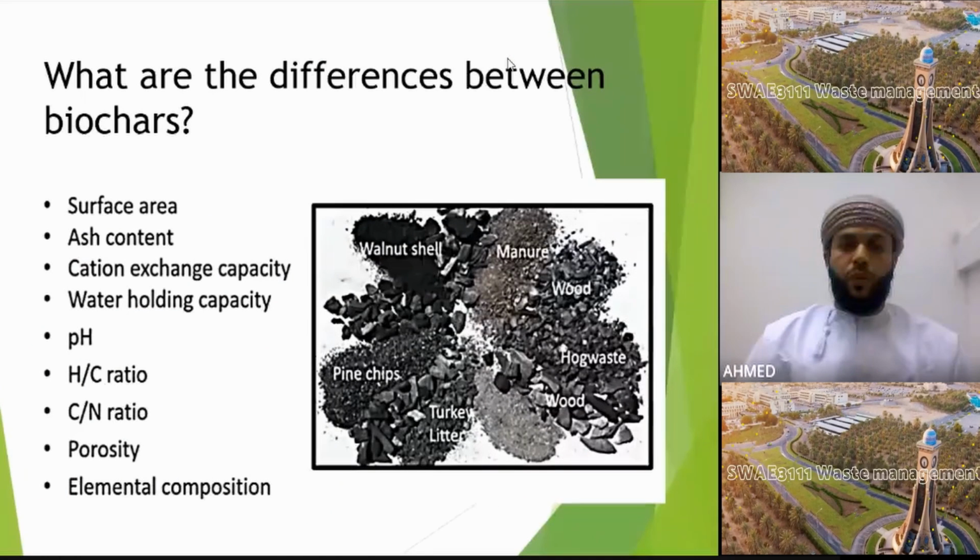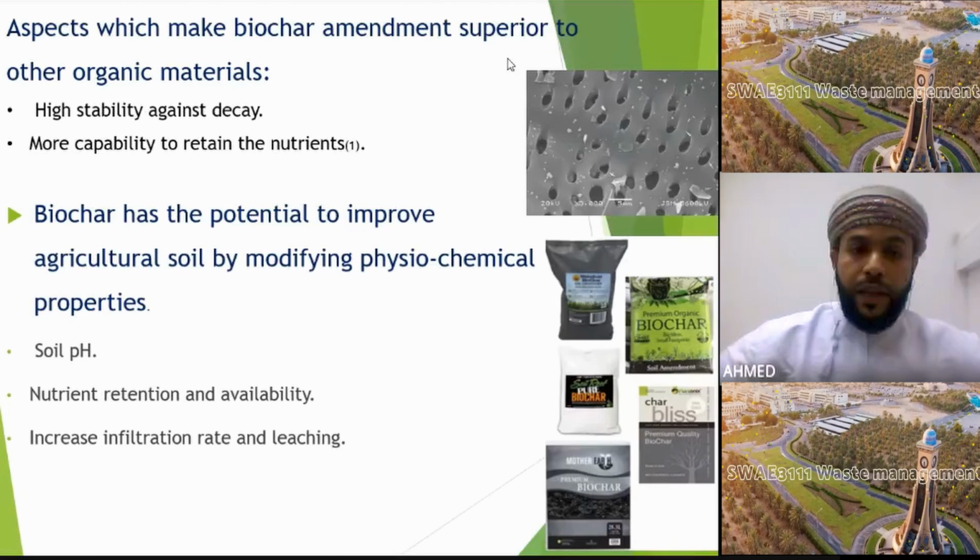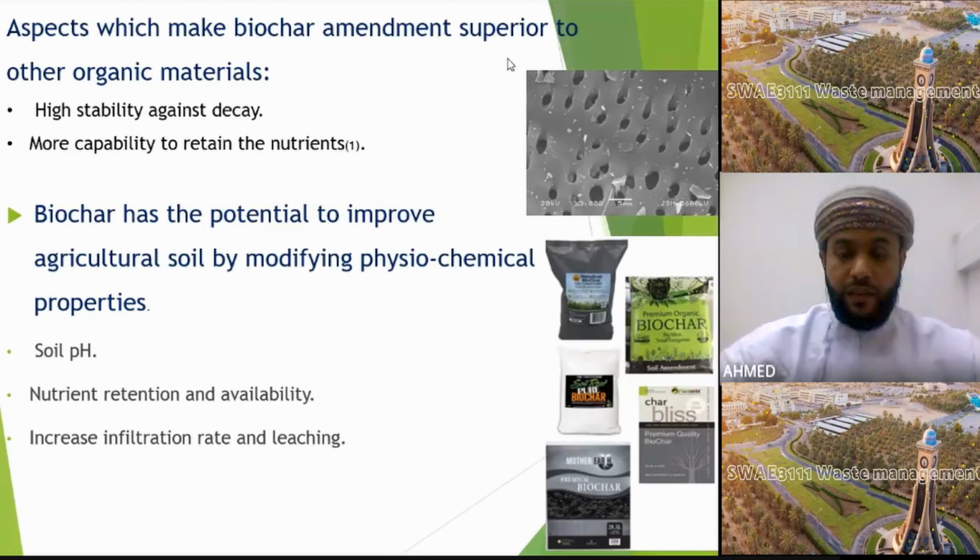So what are the differences between biochars? As I have mentioned, there are two main factors that affect the biochar properties, the temperature and the feedstock. They will make differences between types of biochar in surface area, ash content, CEC, water holding capacity, pH, hydrogen to carbon ratio, carbon to nitrogen ratio, porosity, and elemental composition. And there are two main aspects that make this biochar superior to other materials. Biochar stays a very long time in the soil, so it has high stability against decay, and it can preserve nutrients for a long time. So always we can see that it's added with something else to return nutrients to the soil.